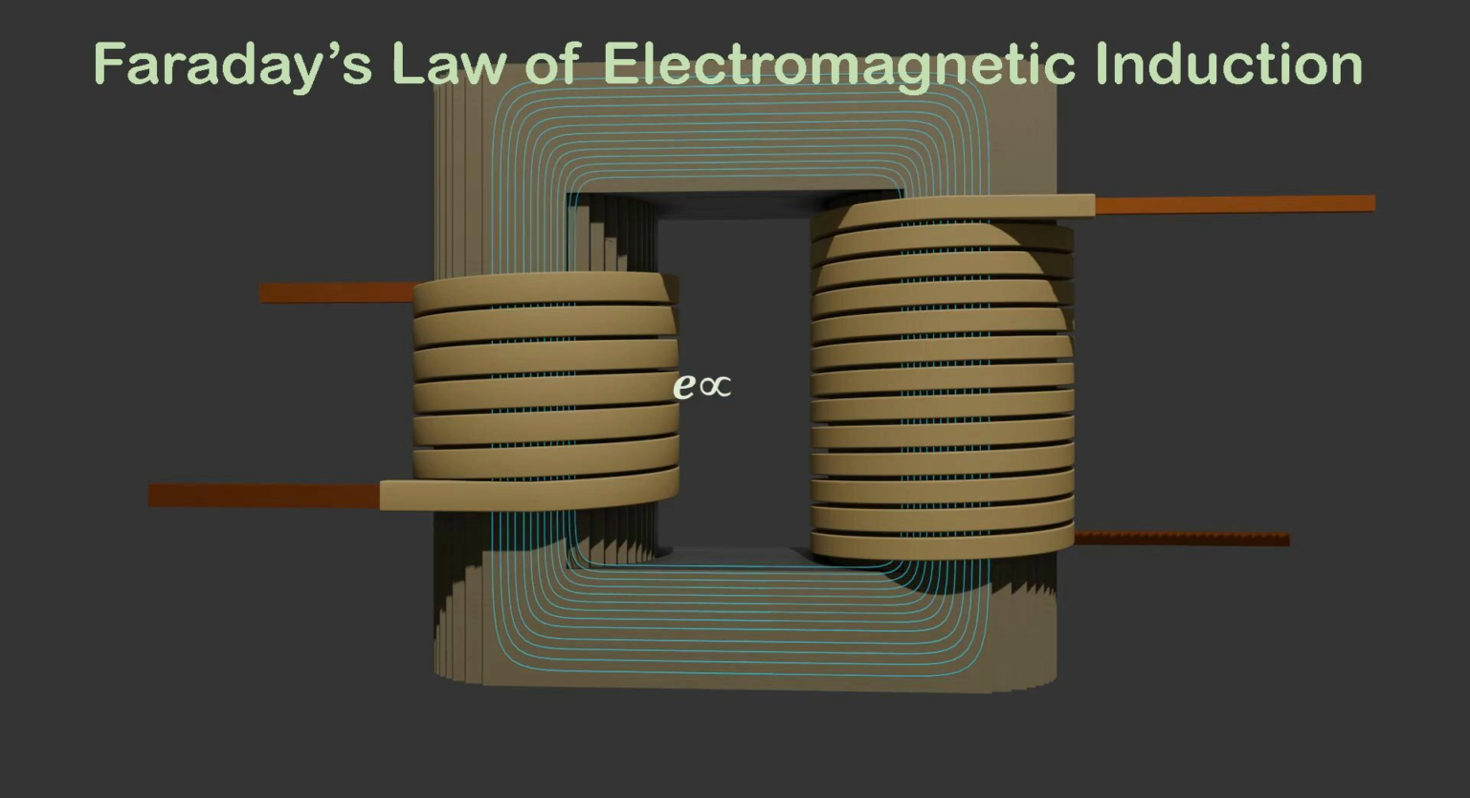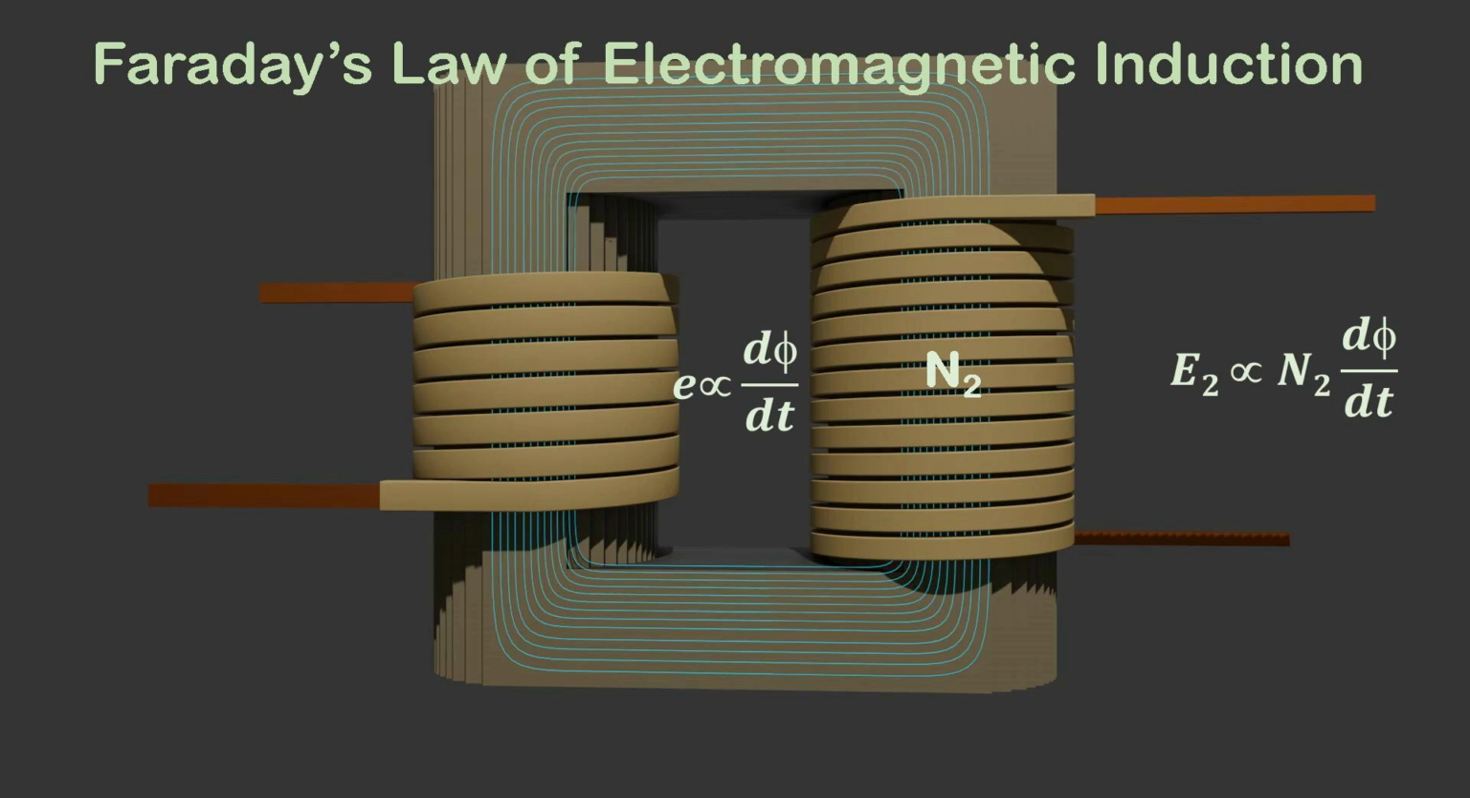Small e is proportional to dφ/dt. If there are N2 turns in the secondary winding, the total induced EMF across the winding will be N2 times the EMF per turn. Capital E suffix 2 is proportional to N2 into dφ/dt. If we express the flux with a sinusoidal wave, the EMF will be a cosine wave, as this is the derivative of the flux function. So this EMF will lag the flux by 90 degrees.